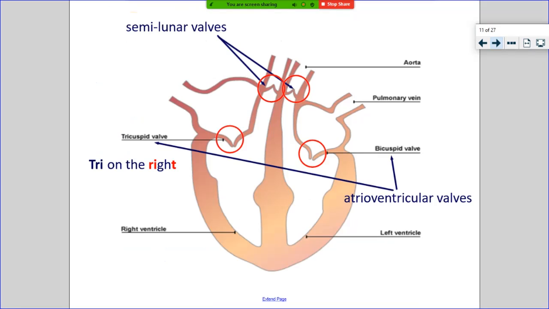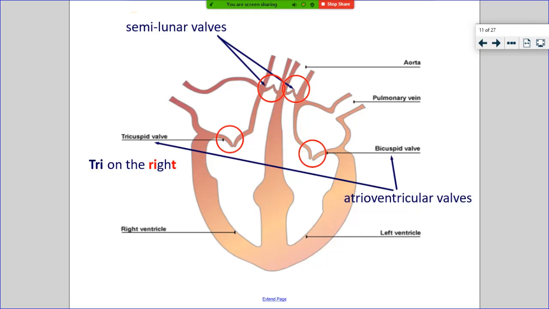So there are 4 main valves that you need to know about, and we've identified them here. So if you look at the heart structure, there's the right atria and the right ventricle, the left atria and the left ventricle. And then we've got 2 valves here, and then 2 valves at the top. So there are 2 valves here between the atria and the ventricles, and they are called atrioventricular valves. On the right hand side is the tricuspid, and on the left hand side is the bicuspid.